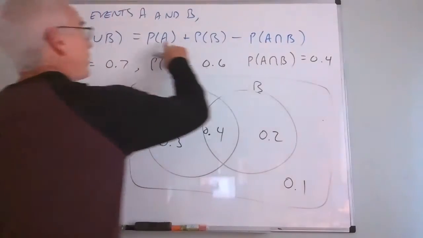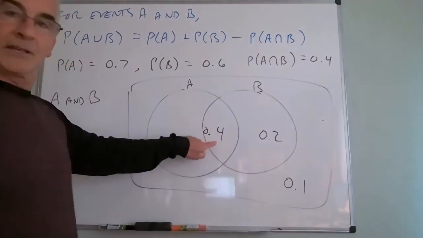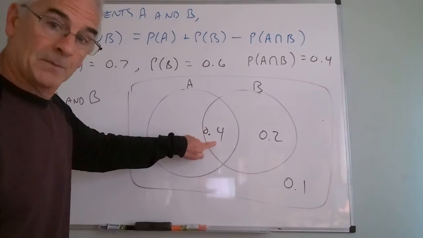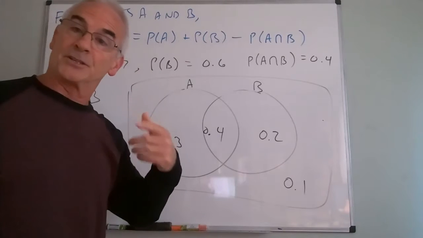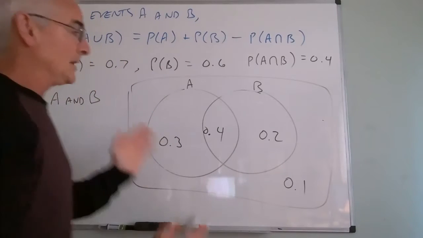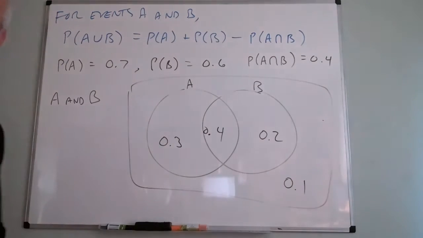A intersect B is part of this, A intersect B is part of this, and so I would have been counting these people 2 different times if I simply added those 2 up. So when we subtract the intersection, that way we don't double count. So my picture made it really, really clear. But this is a very, very powerful formula.